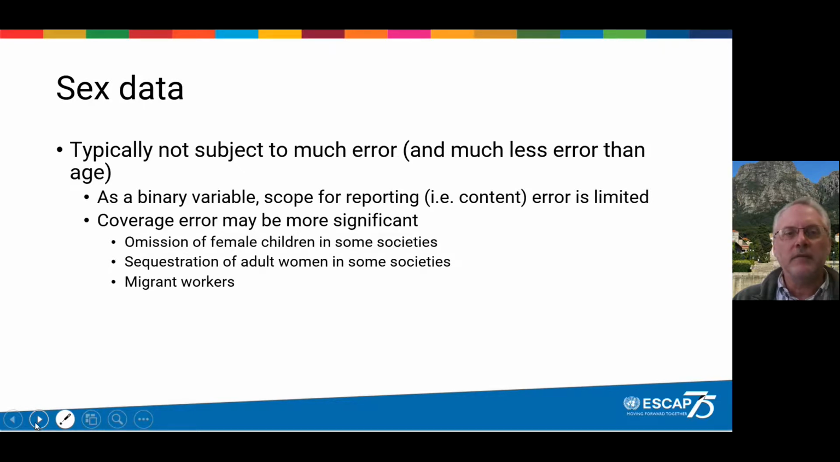Coverage error, however, may be far more significant and far more identifiable and far more of concern in the analysis of sex data. In many societies, female children are differentially omitted with respect to age than male children are. The sequestration of adult women in some societies might lead to them being under-enumerated or undercounted or under-surveyed. And the presence of migrant workers in the population may have a material bearing on the sex data for that population, particularly if that migration in or out is highly sex specific.